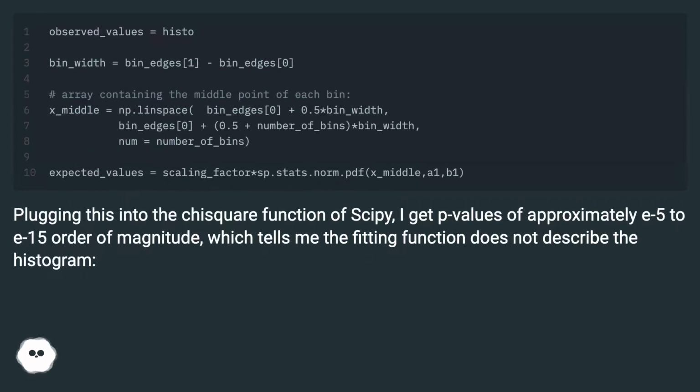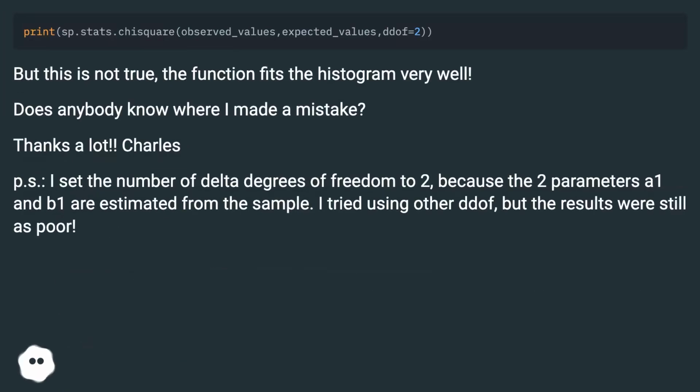Plugging this into the chi-square function of scipy, I get p-values of approximately e5 to e15 order of magnitude, which tells me the fitting function does not describe the histogram. But this is not true, the function fits the histogram very well. Does anybody know where I made a mistake?